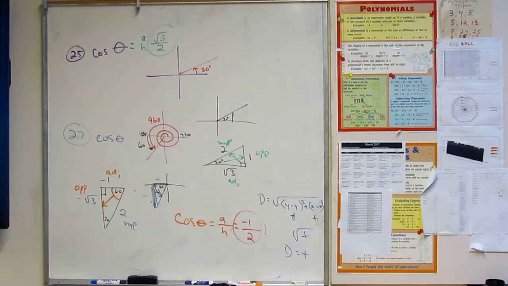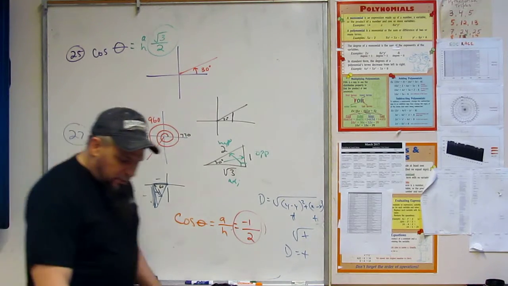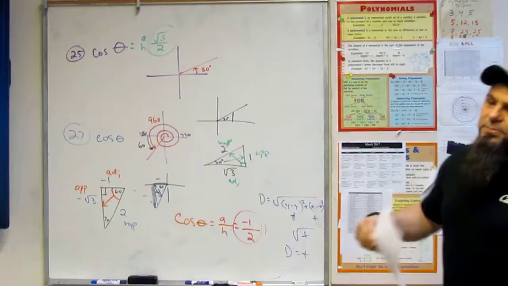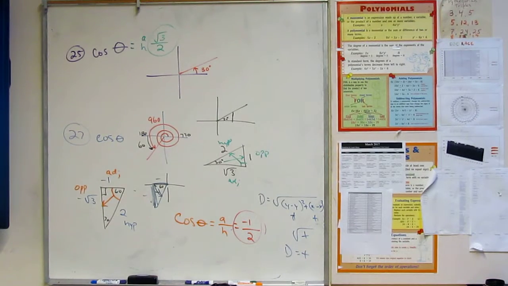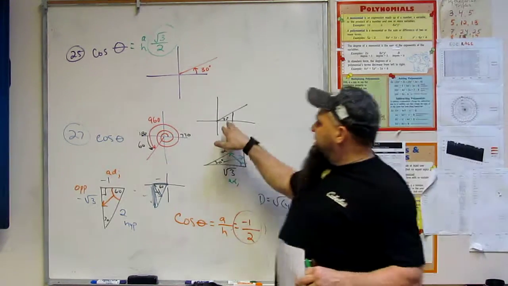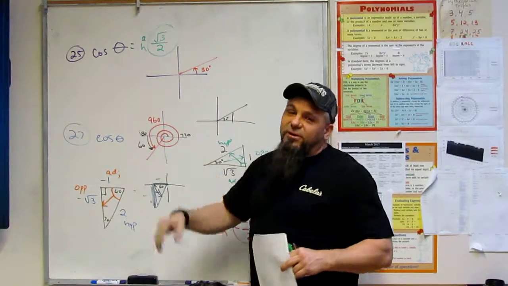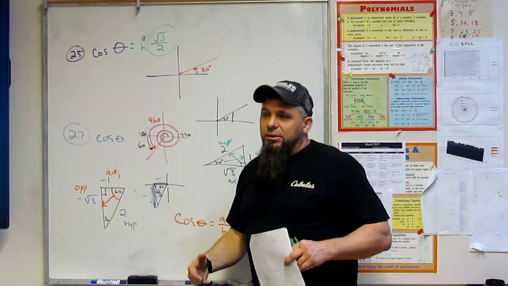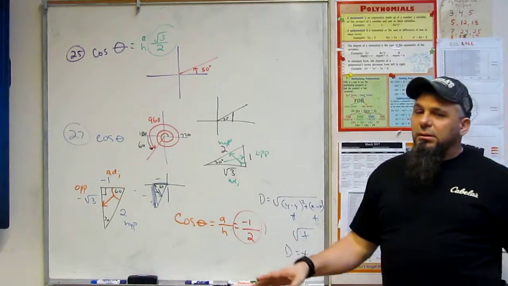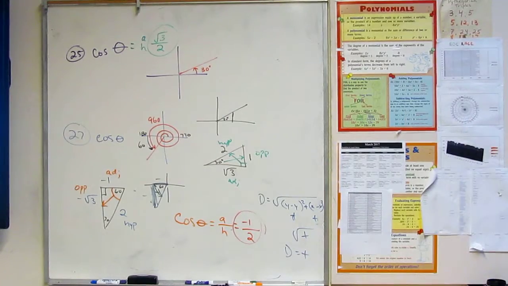And that's 27. Okay? So that's how you would do those problems of exactness using your unit circle. Okay? Your unit circle is just 30, 60, 90s and 45, 45, 45s. Okay? That's it. All right.